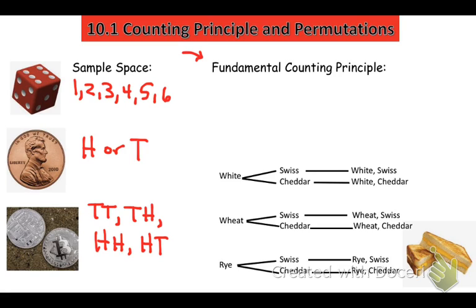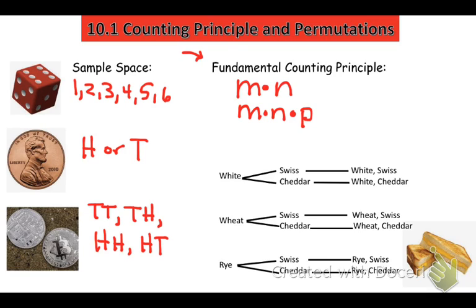Next, we're going to look at the fundamental counting principle. If one event can occur in, let's say, m ways, and another event can occur in n ways, then the number of ways that both of the events can occur is going to be m times n. And if there were 3 or more events, then it would be m times n times p, etc. So that would be for 3.